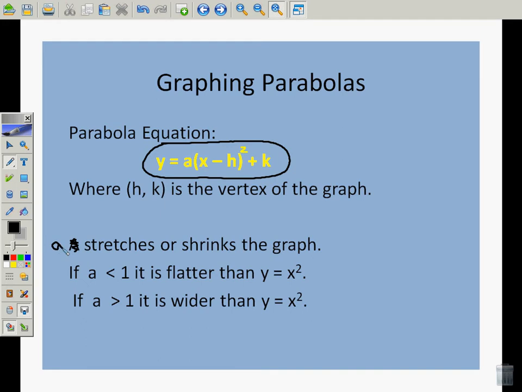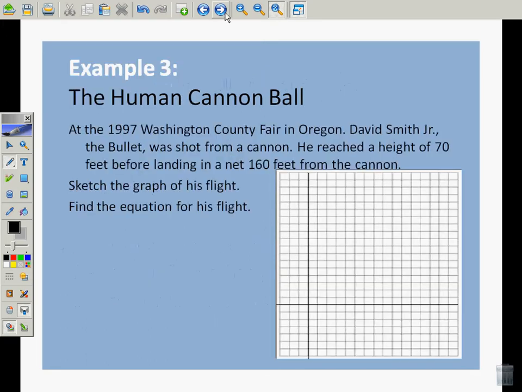Little a stretches or shrinks the graph. If a is less than 1, the graph is flatter than y equals x squared. If a is greater than 1, it's wider than y equals x squared. Okay? So make sure you get that equation down, because that's going to help us in our next part. Remember, if you need to pause or rewind, please feel free.